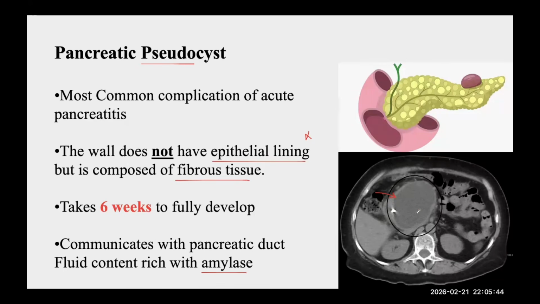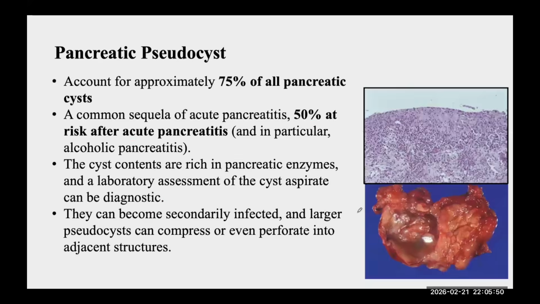So on CT scan, this is what a pancreatic pseudocyst looks like. This is a very big one, but this is how you view it basically. It accounts for approximately 75% of all pancreatic cysts, so it's relatively common. It's a common sequela of acute pancreatitis, so 50% of the patients are at risk after acute pancreatitis, especially those who developed pancreatitis due to their alcohol drinking habits.